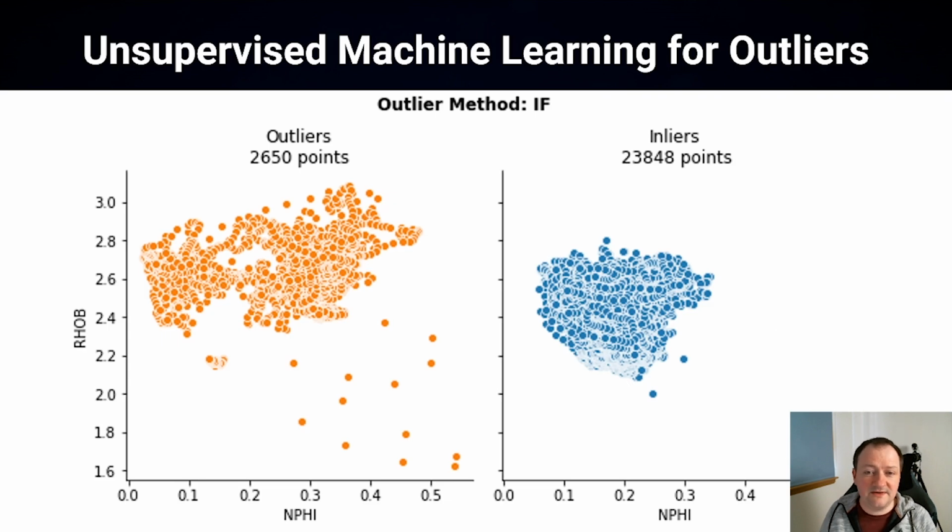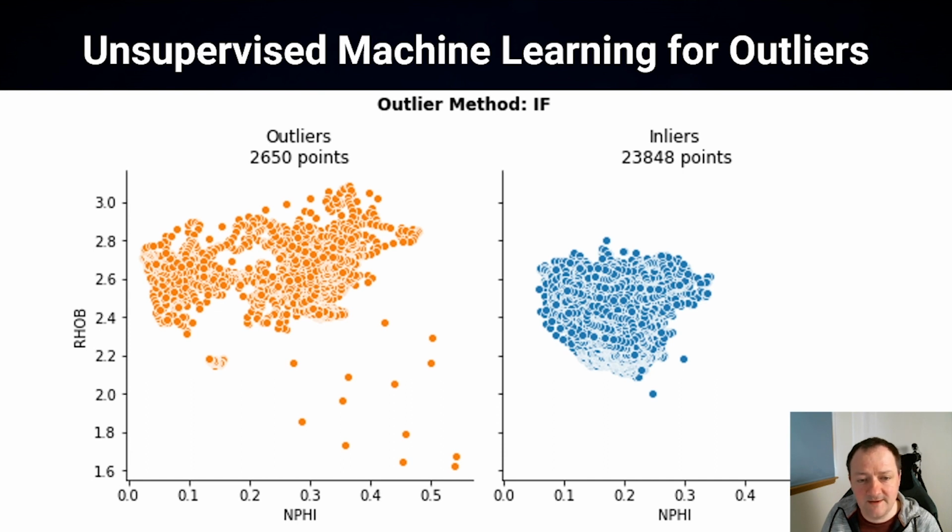So another way of identifying outliers is to use unsupervised learning techniques, and these recognize patterns within the data. This example here uses a method known as an isolation forest and takes in several logging curves to identify potential outliers. And what you see here is the outliers on the left and the inliers, or the good data points, on the right.